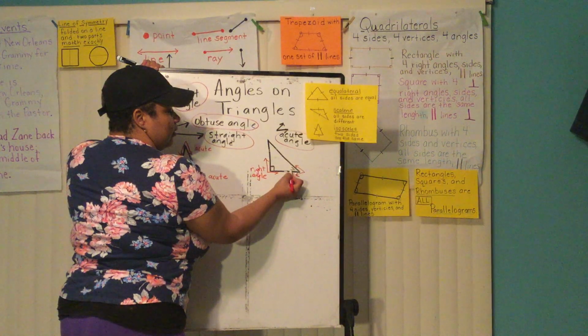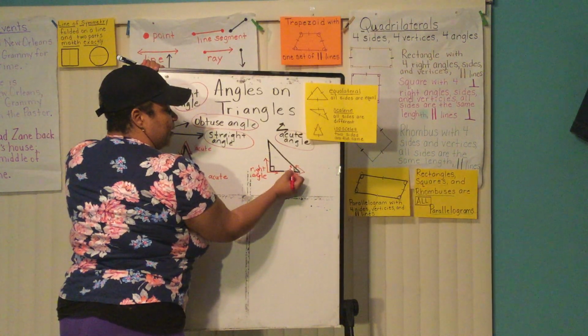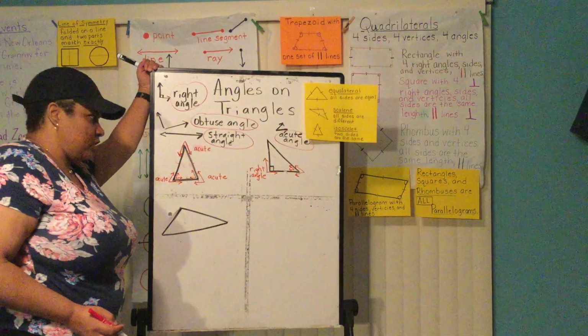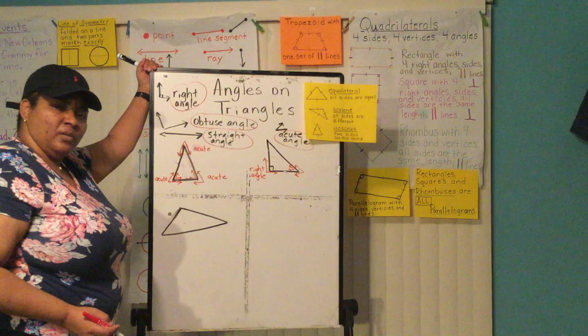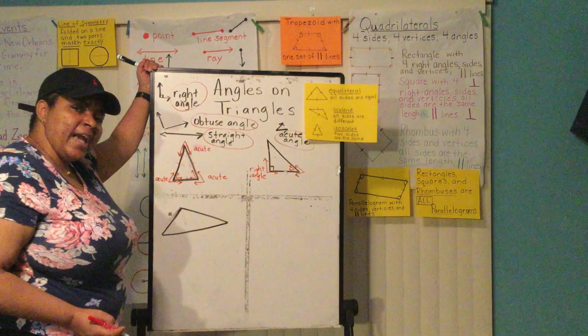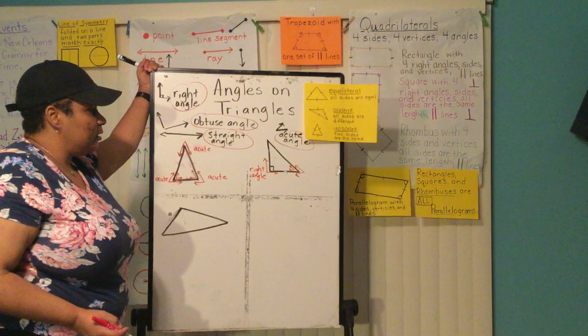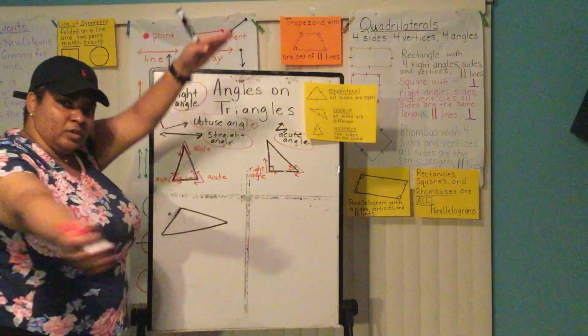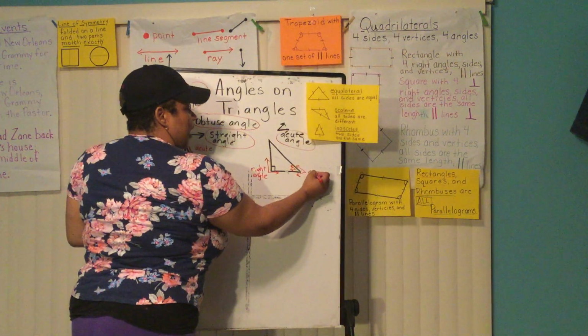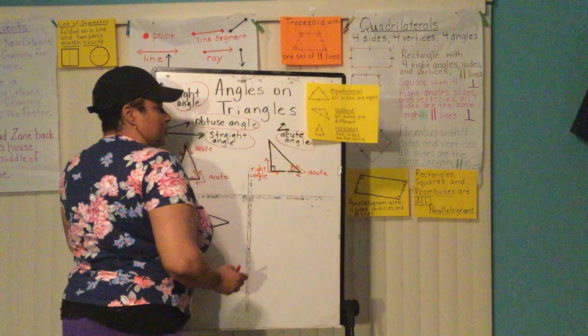Oh. What do you think about that angle? See how it helps me to trace it on the outside to actually take a better look? What kind of angle is that? I don't think it's another right. I don't think it's straight. Obtuse or acute? Tell me what you think. I agree. I think it's acute.